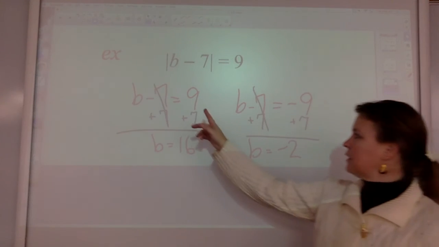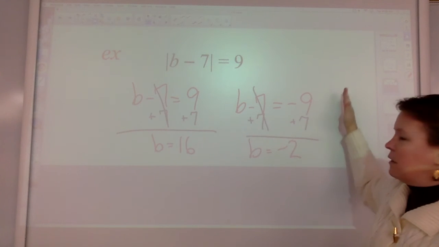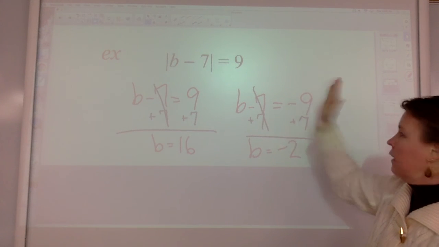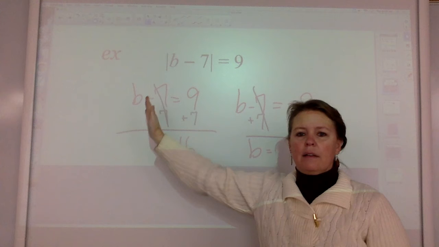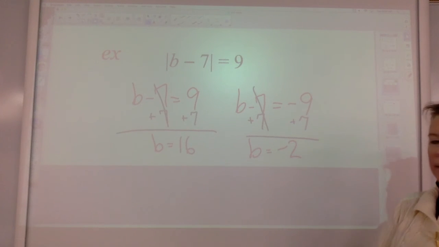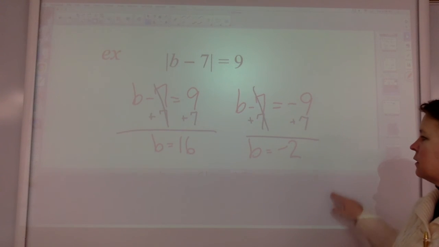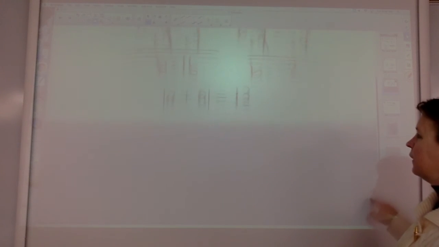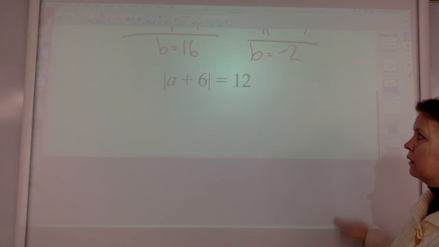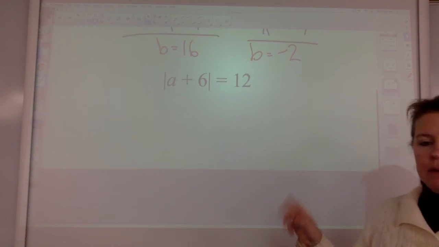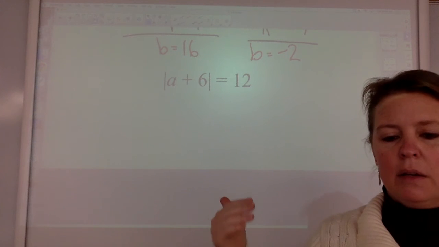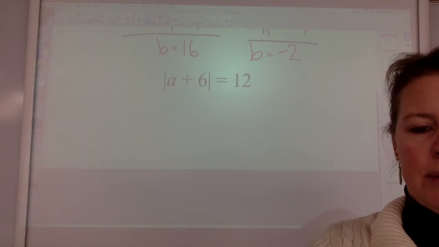So if I took the number 7 and I added 9 spaces to it, I would go up to 16. If I took the number 7 and subtracted 9 spaces, I would end up down 2. And I'm not going to have you graph every one, it's just a visual, but you do have to have both answers. Try this one on your own. Set it up, solve it, pause it, and then when you come back, you can check it and see if it's the same as mine.